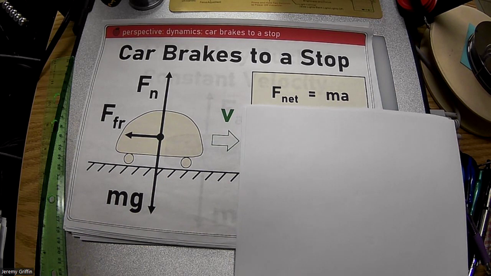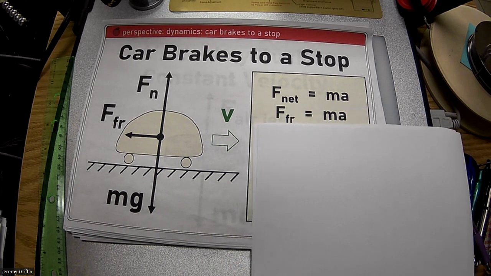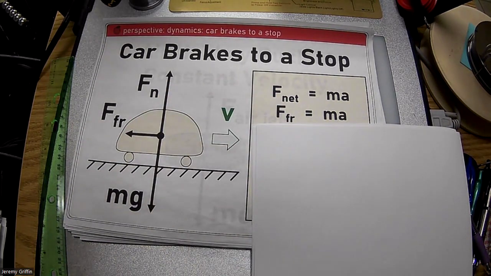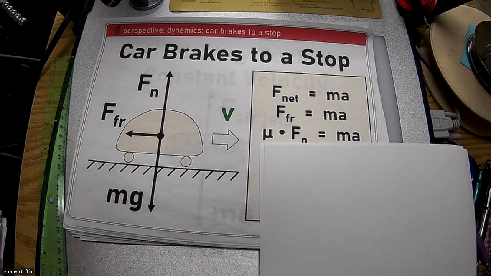So which force? The friction. Right? Because the verticals cancel. The friction force is the net force, isn't it? Okay. And what is friction in terms of the normal force? Yeah, coefficient of friction times normal force. Right?